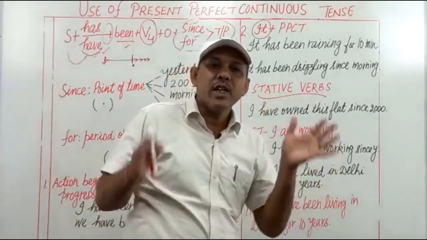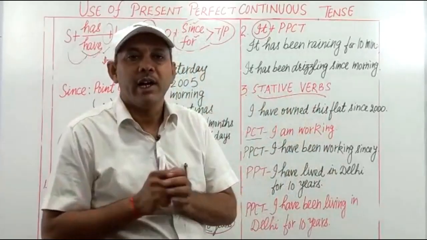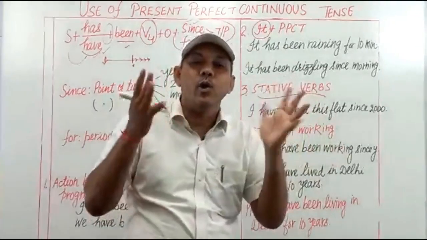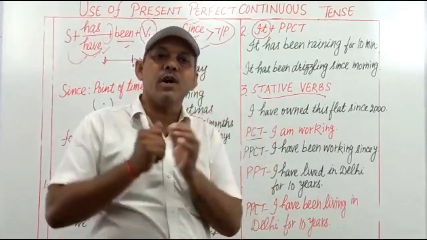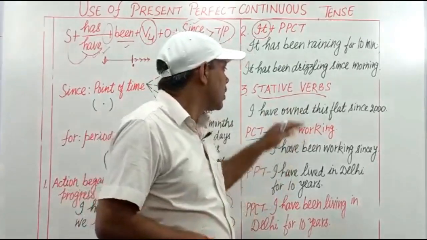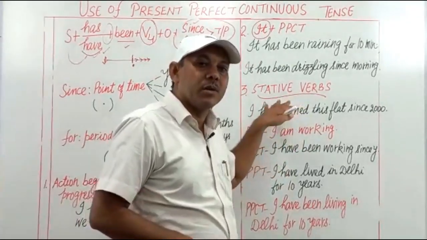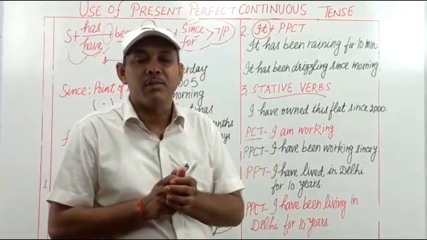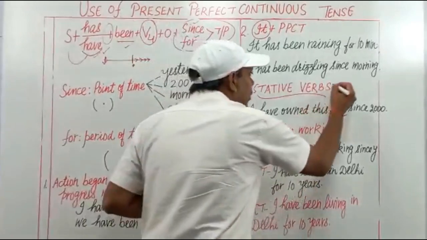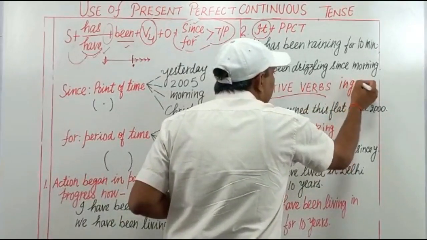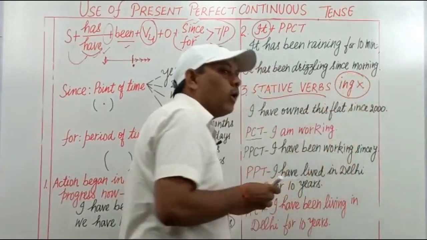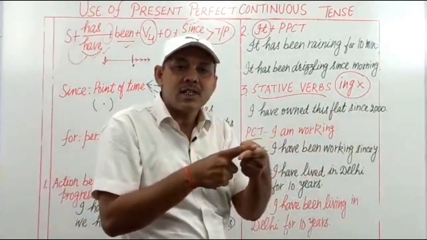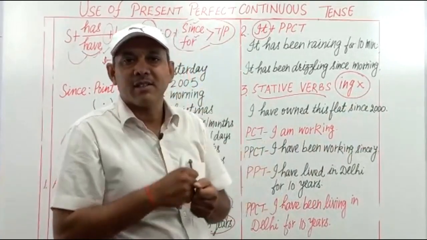Next is, we have some stative verbs, not action verbs. And stative verbs have no ing form. What is a stative verb? For example, see, know, own, possess, these are stative verbs, and stative verbs have no ing form. If these verbs have no ing form, then we can't use them in present continuous and present perfect continuous.